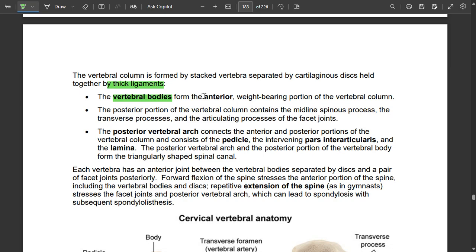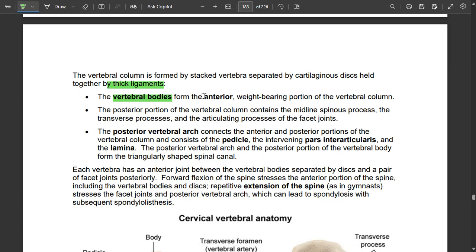Anteriorly the vertebral bodies bear weight. Posteriorly there are the midline spinous process together with the transverse processes, and the upper and lower articulating processes of the facet joint. These form the posterior vertebral arch, which connects the anterior and posterior portions of the vertebral column and consists of the pedicle, the pars interarticularis, and the lamina.